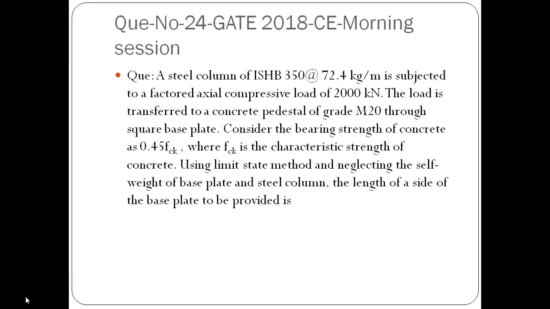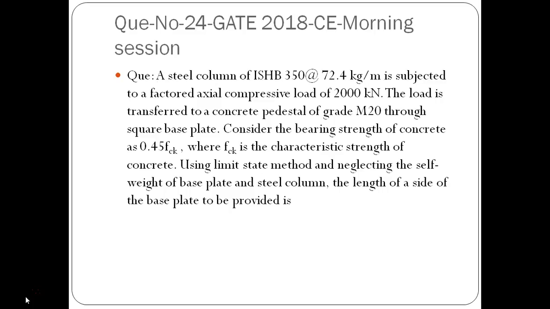Here question number 24 of GATE 2018 Civil Engineering morning session is discussed. The question is related to steel. A steel column of ISHB 350 at 72.4 kg per meter is subjected to a factored axial compressive load of 2000 kN. The load is transferred to a concrete pedestal of grade M20 through a square base plate.